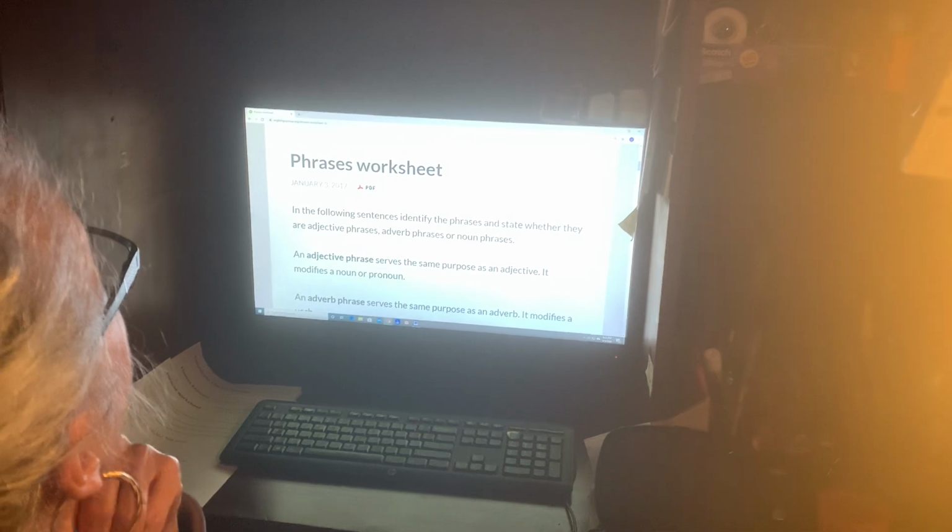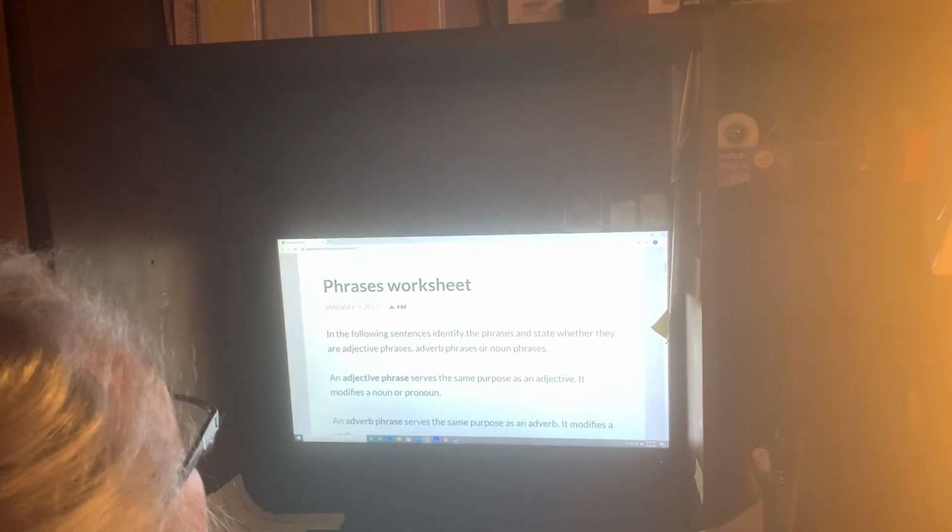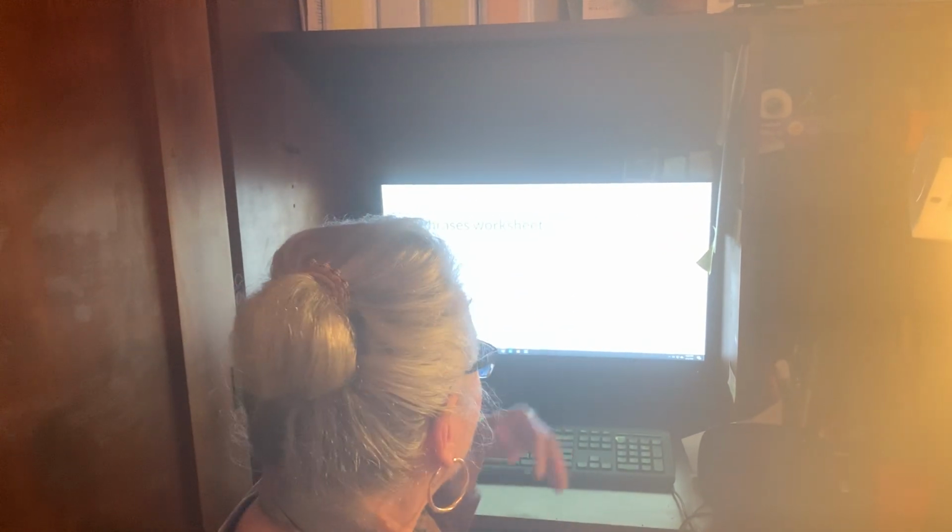I got this from EnglishGrammar.org, and this is the phrases. Let's repeat: what's a phrase? A group of words. What's a clause? A group of words with both a subject and a verb. Are these going to have subjects and verbs? No, because they're all phrases.